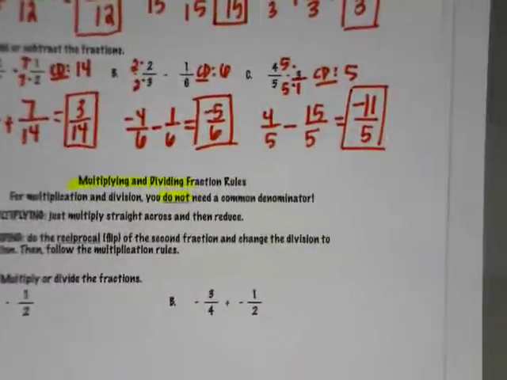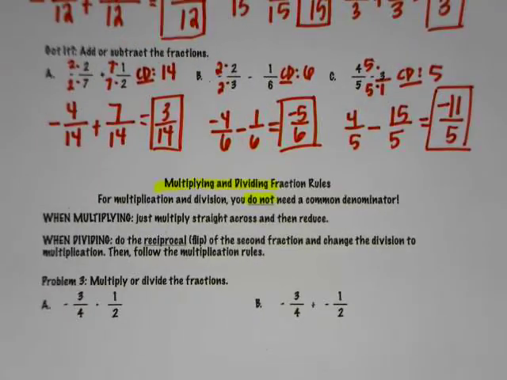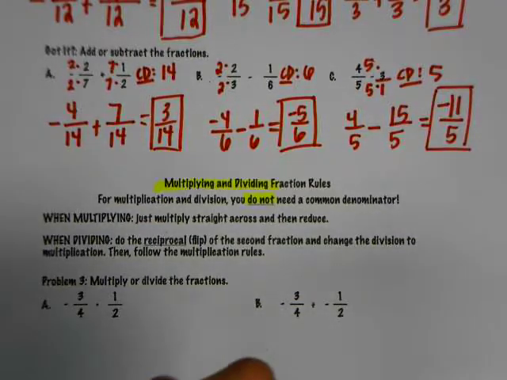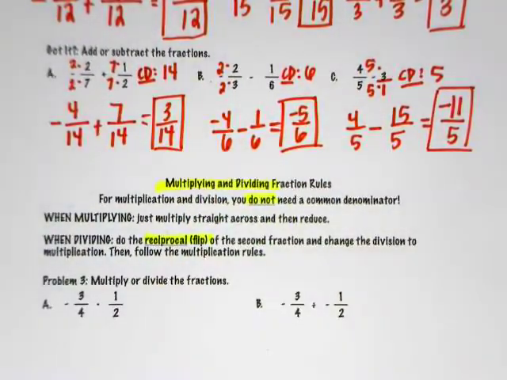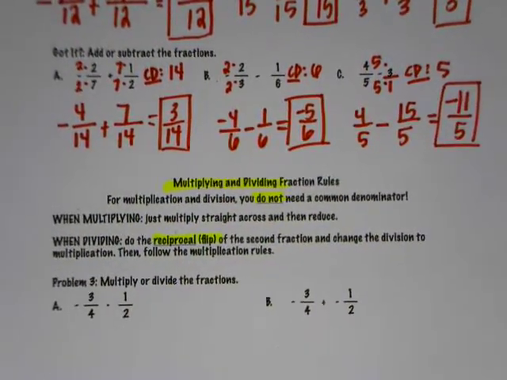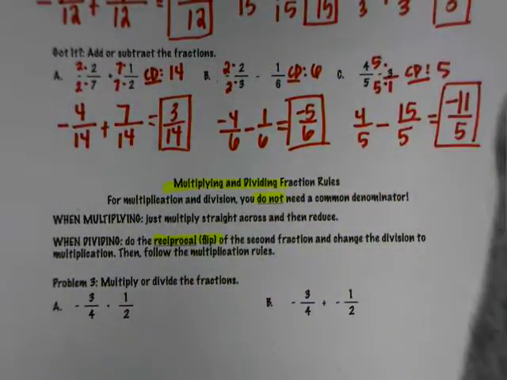So when you are doing multiplication, you are just going straight across horizontally, okay? And then division, you're going to basically do the same thing, except you're going to do the reciprocal. I'm going to highlight that word because you guys need to know that word on here. So when you're dividing, you do the reciprocal, which is the flipped version of the second fraction, and then it just becomes like a multiplication problem, basically, okay?